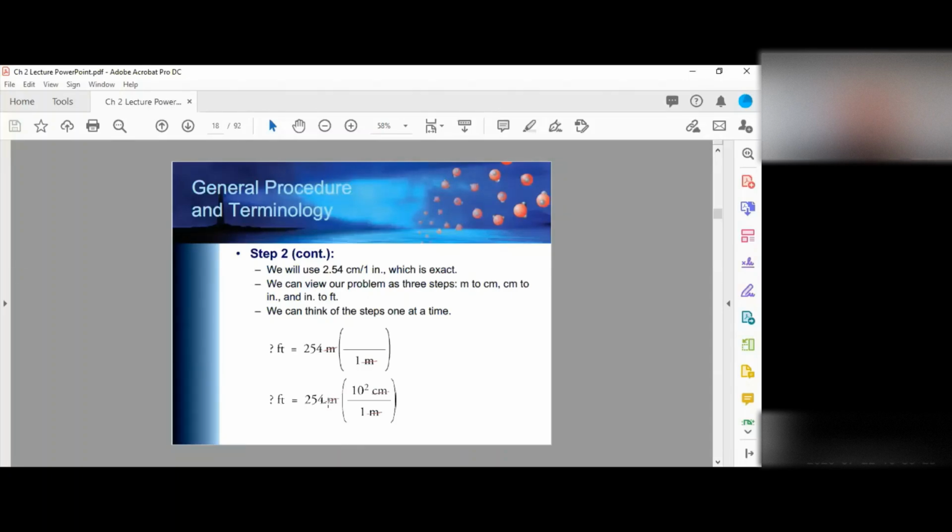So in order for me to cancel out this meter, I have to set up the conversion factor in a way to cancel out that. And that's why this conversion factor came up in the format it is in. All right. Now, what's next?